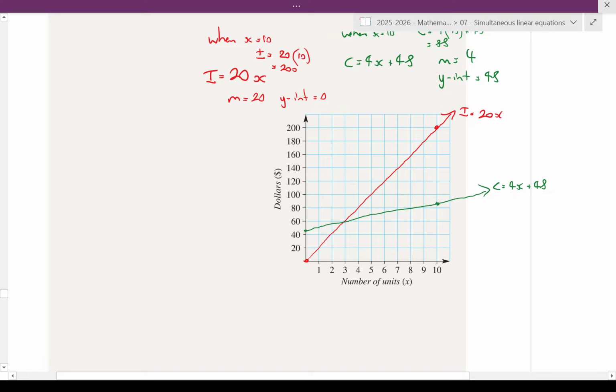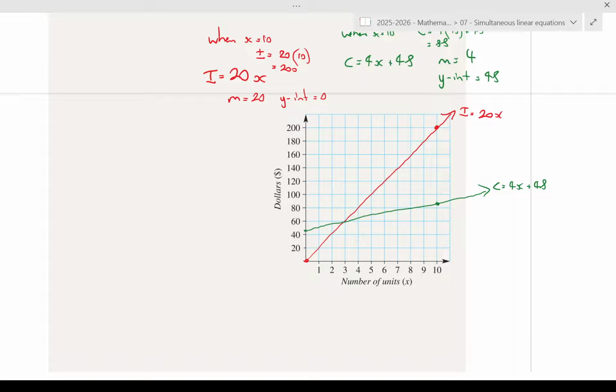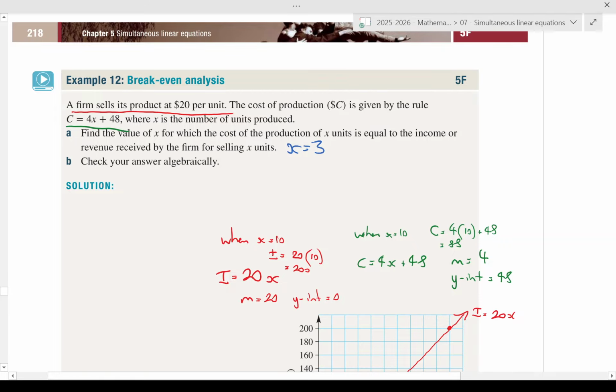So we're looking for the point at which they break even. So obviously that's there. It's asking us to find the value for x, so find the number of units. For that, x would equal 3. So as long as they sell 3 units, they are breaking even. Any more than 3 and they're making a profit. Any less than 3 and they'd still be making a loss.